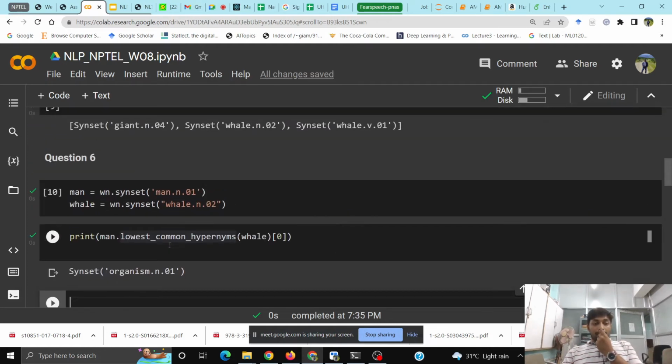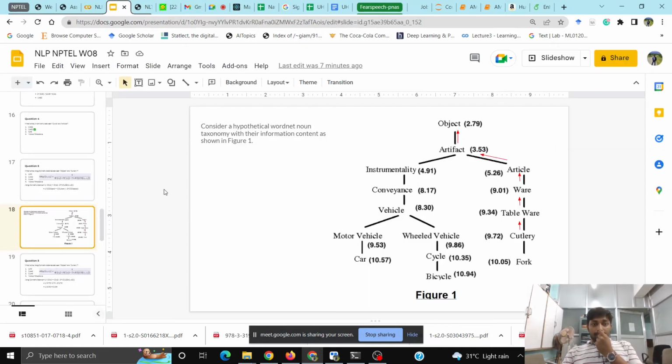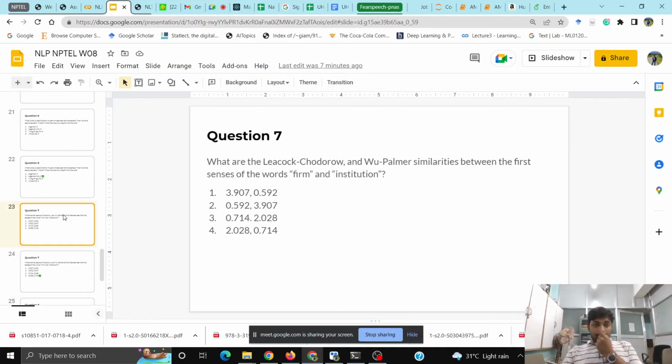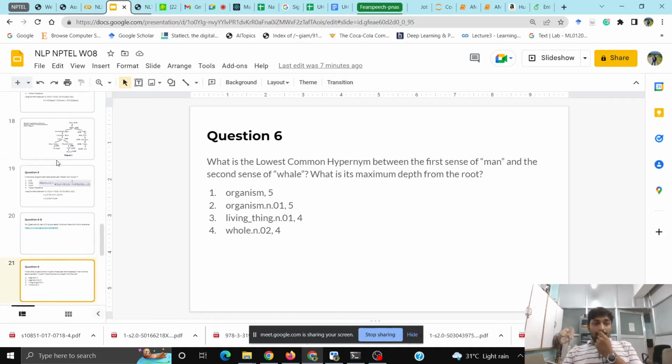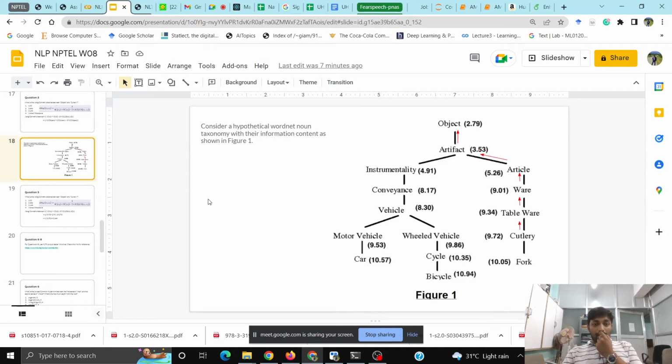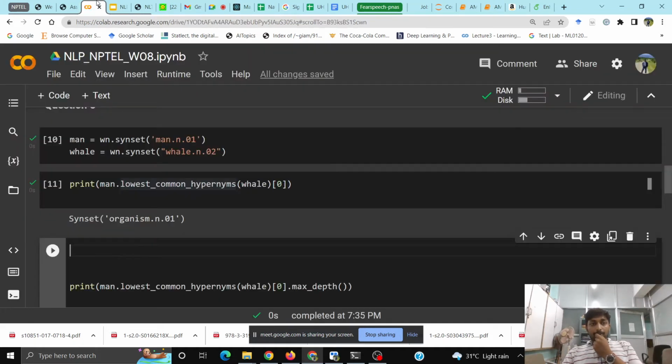And now you have to find the maximum depth from the root. So maximum depth from the root will be which one has the. So if I say, for example, here, if I want to find the maximum depth between motor vehicle and, let's say, bicycle from the root, which will be at the maximum depth? The bicycle, because it will have to travel more of this part. So that's what is meant by maximum depth.